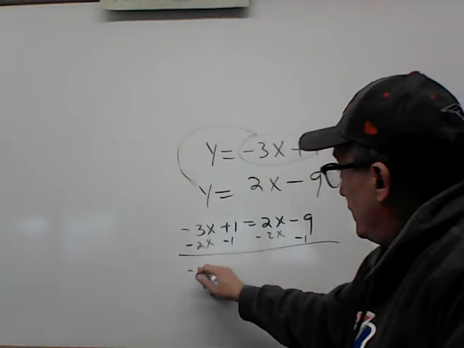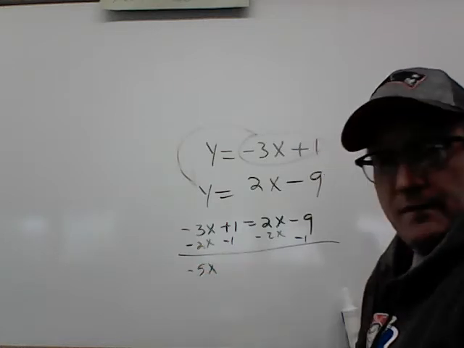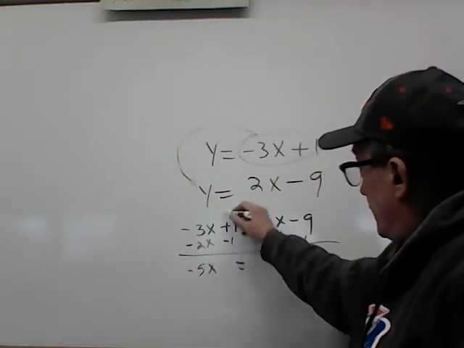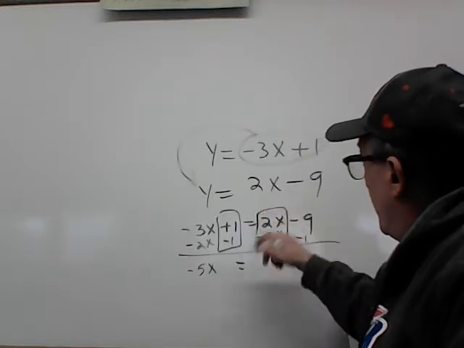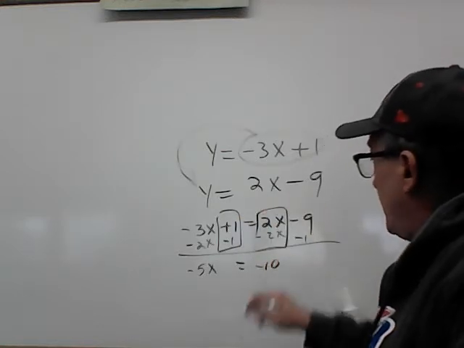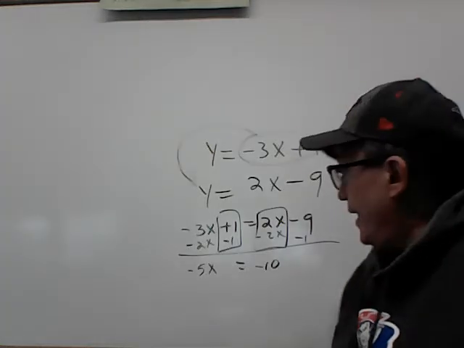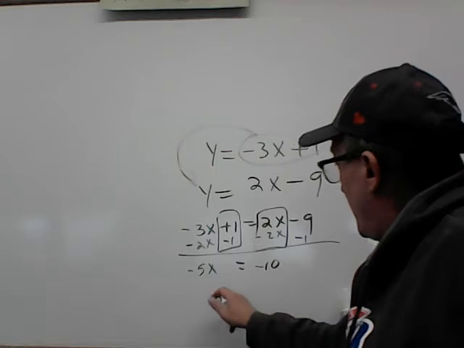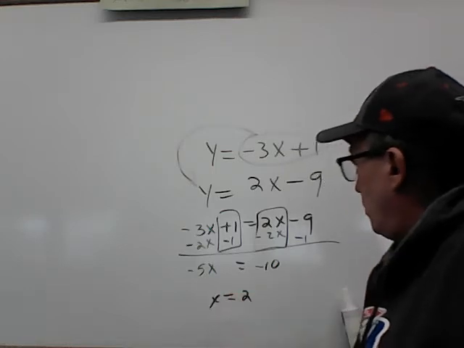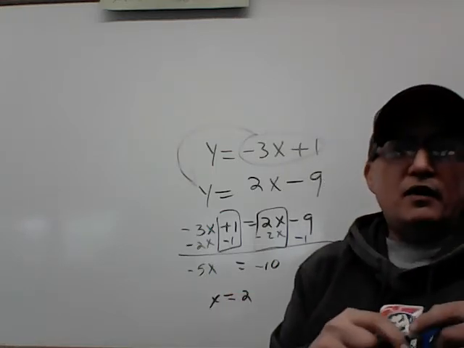Over on the left side, we get negative 5x. And then on the right side, these add to 0 here on the left. These add to 0 on the right, so the right side is negative 10. And then we see now that x is 2, of course. We would divide each side by negative 5 and get x equals positive 2, negative 10 over negative 5.